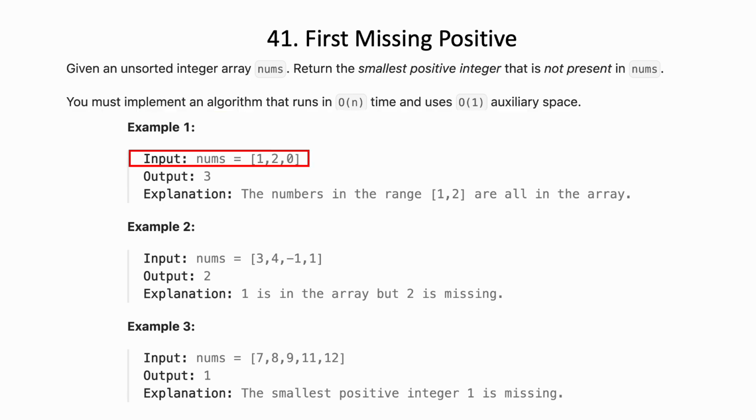Let's look at example 1 where nums is [1, 2, 0]. Output is 3 because the first integer missing from the range 1 to 3 is the integer 3.